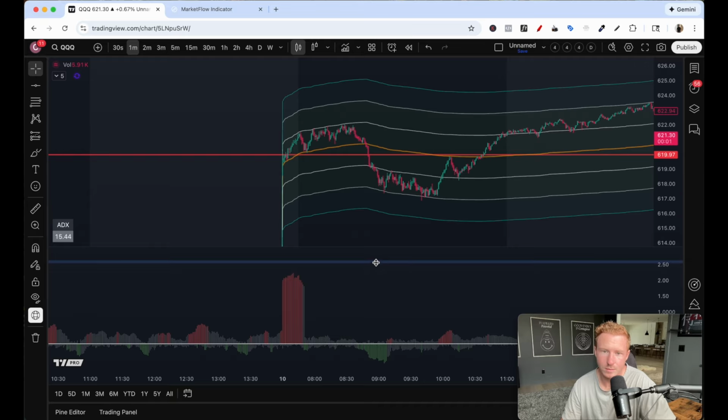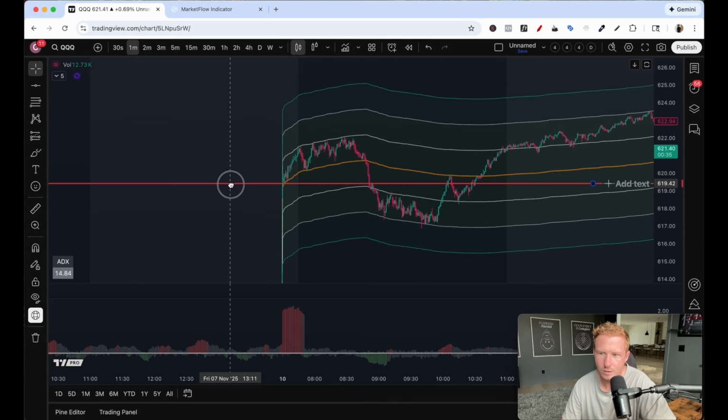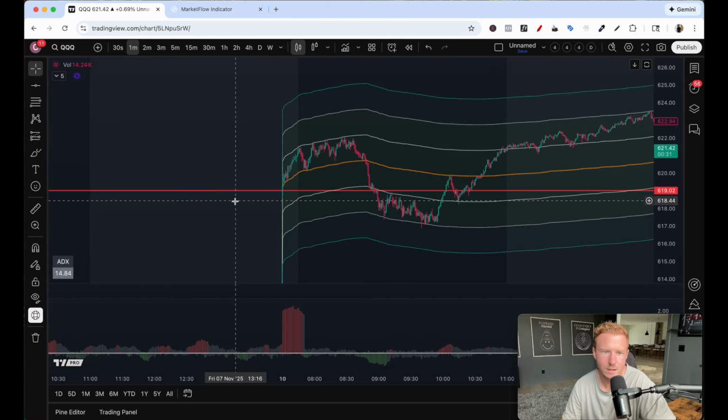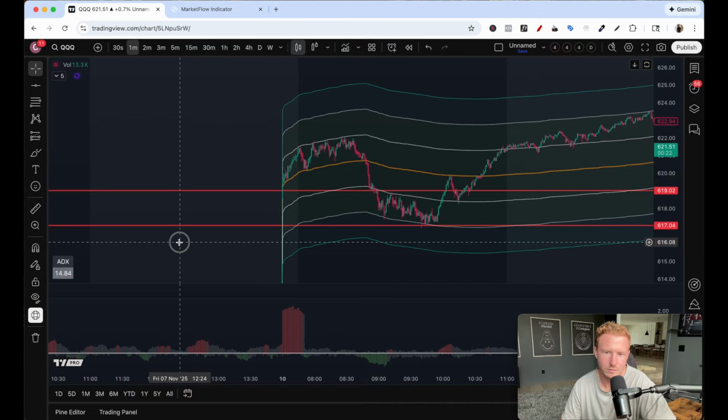This is actually a good example because we first pulled back to this first deviation and it didn't work. And then we pulled back to the second one and that ended up playing out. So let's look at what this looked like. This was November 10th. All right, so that first deviation level was around 619. And then the next one was around 617, that second deviation.